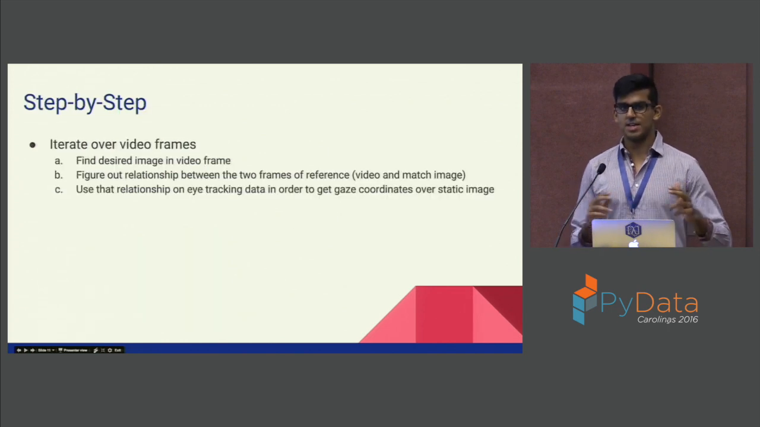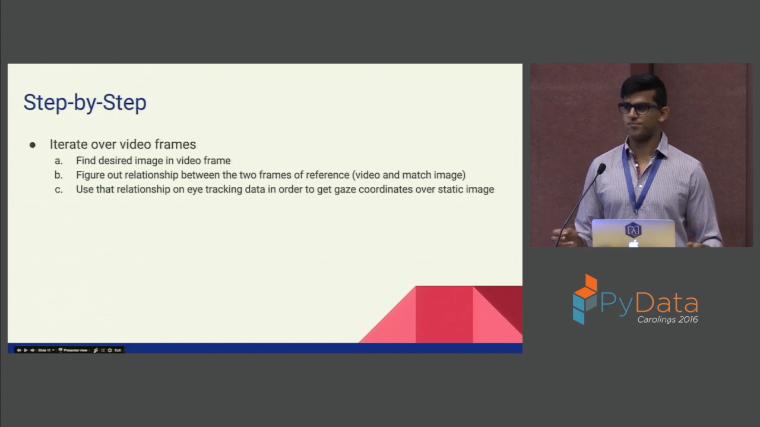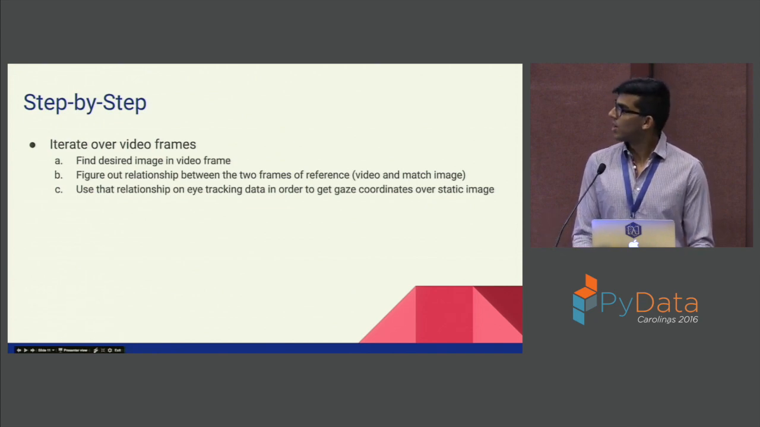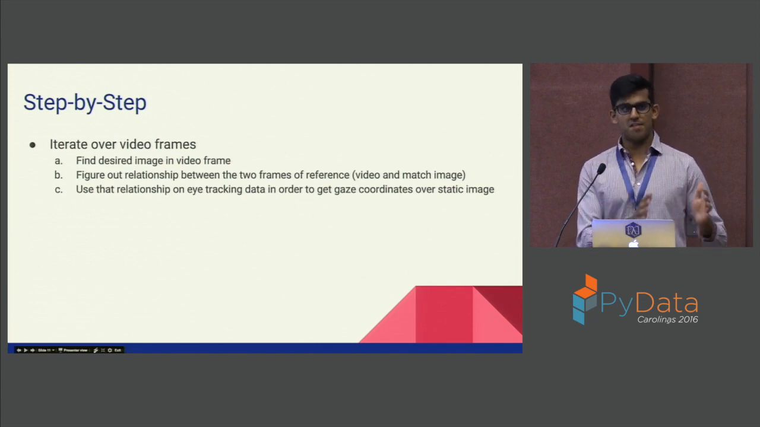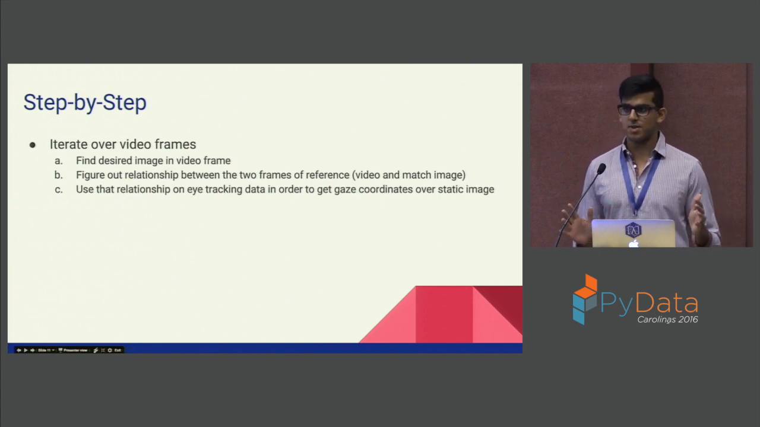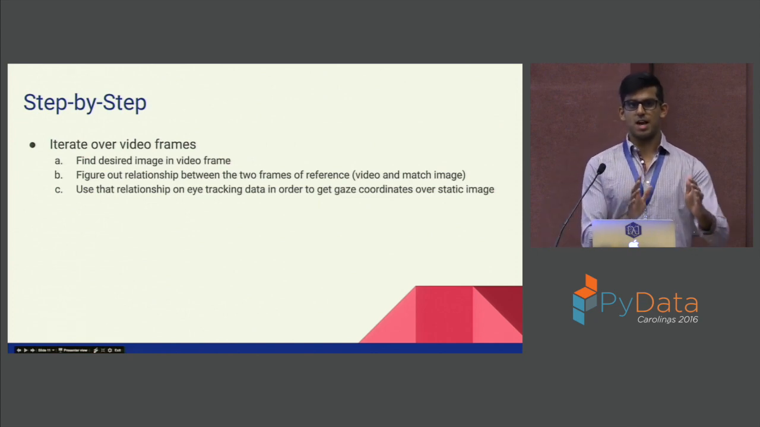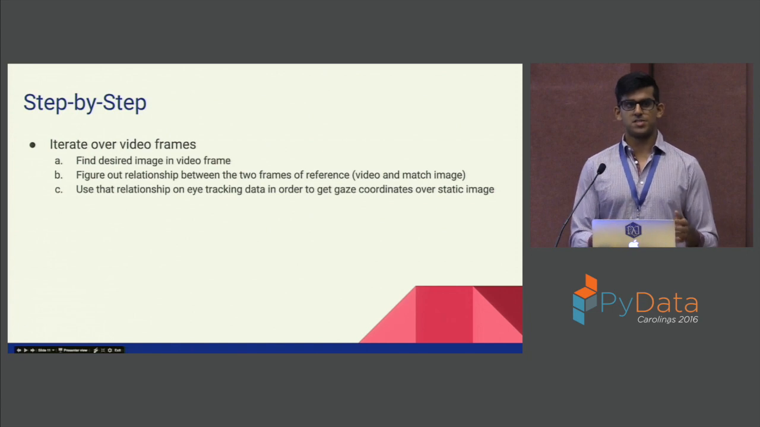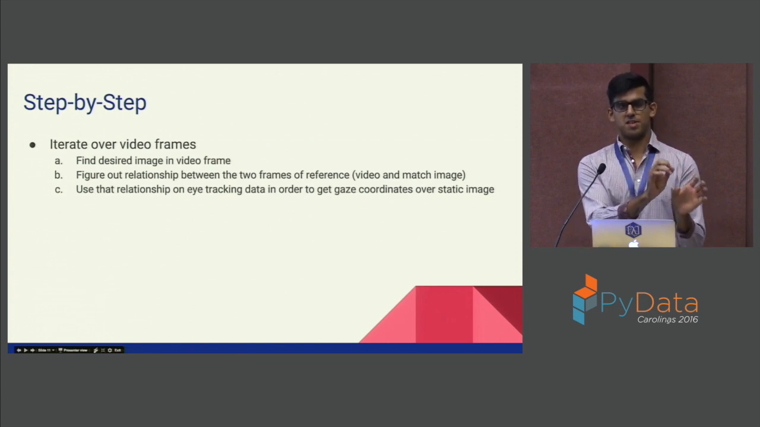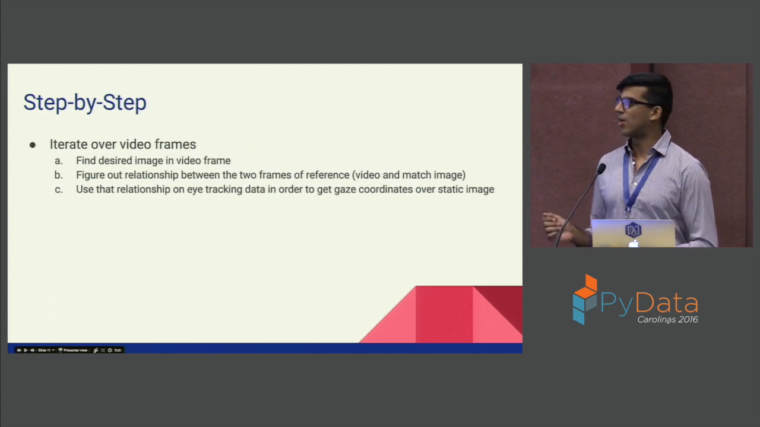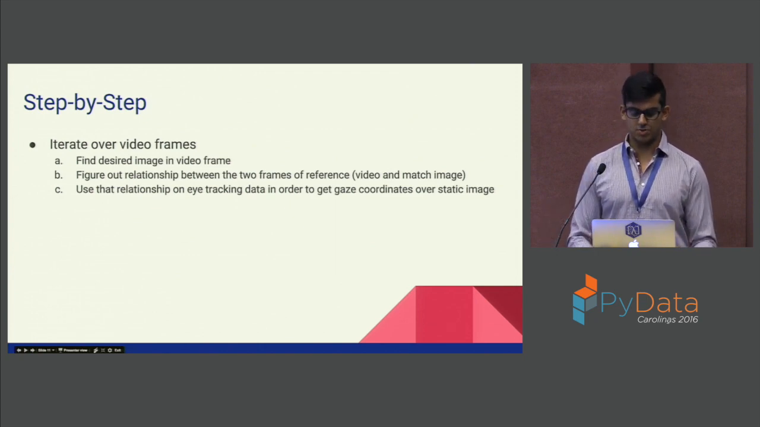So how did we do the gaze mapping to the static image? This is a frame-by-frame process. For each frame, we attempt to find the static image within that video frame. And then if we find the static image, we try to find the relationship between those 2 spaces to account for perspective differences. And finally, once we have that relationship, we apply that to the eye tracking data. So we have eye tracking data with respect to video coordinates, and we get out eye tracking data with respect to static image coordinates.